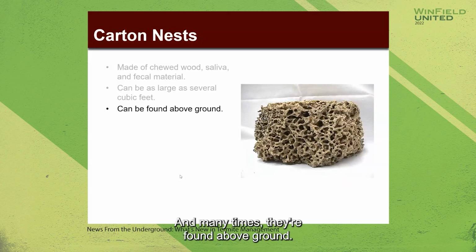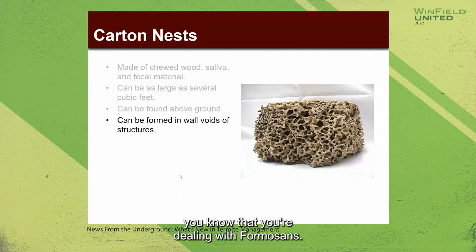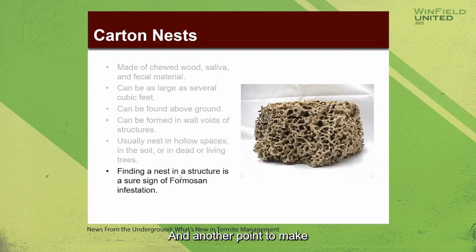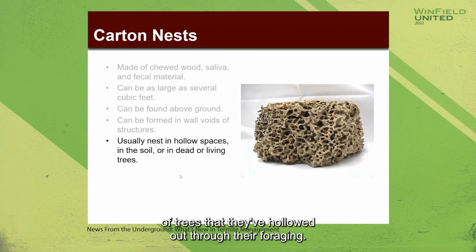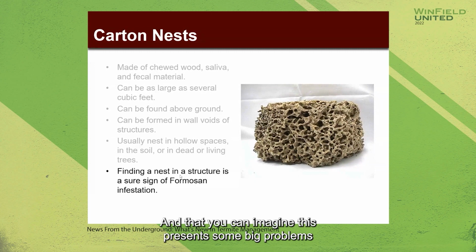And many times they're found above ground. They will build these in the soil, but from a structural standpoint, this is a dead giveaway that you've got Formosan termites. If you find these in a wall void, in an attic, in a basement area, you know that you're dealing with Formosans. Yeah, and another point to make is that they'll build these in the trunks of trees that they've hollowed out through their foraging. And you can imagine this presents some big problems we're going to talk about next.